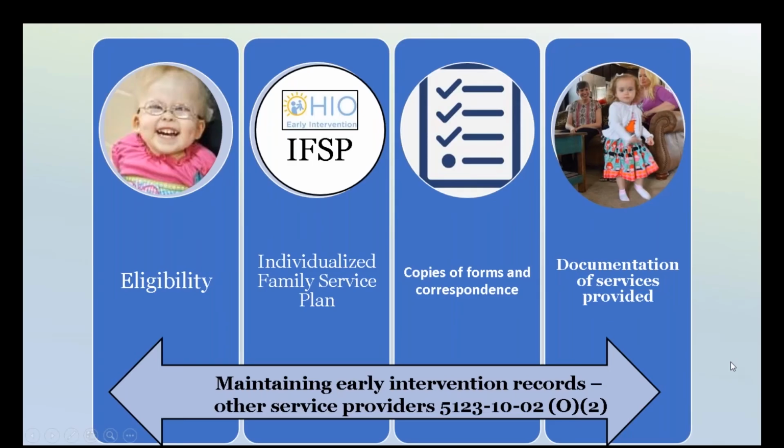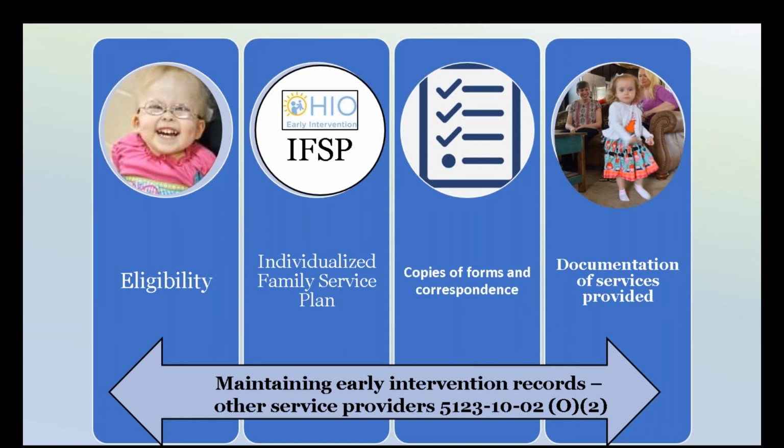So this is section 2 of paragraph O, and this section is new and applies to EI service providers other than the service coordinator. So this is what the service provider has to maintain in their records: documentation of eligibility, the current IFSP, copies of relevant forms and all early intervention program correspondence, and documentation of the early intervention services provided.